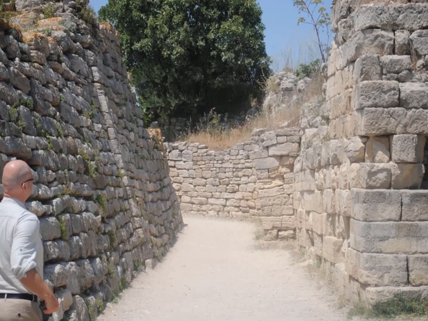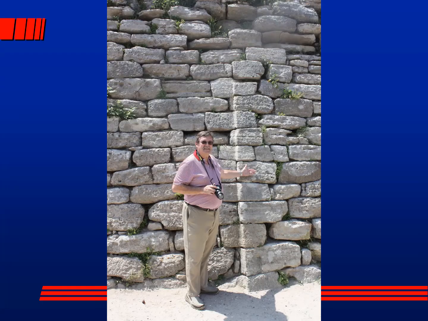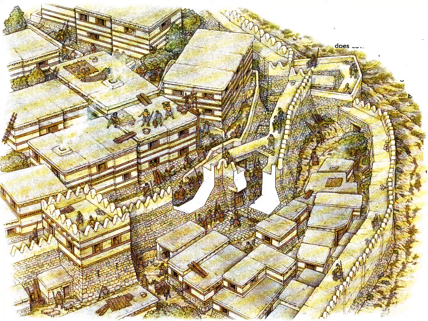Here we are heading into the gate area. Nice narrow spot, walls on both sides. And to give you some size, here I am standing next to the walls to make sure that you know that I was actually there. Now here is an artist's rendition of what that area that we're walking through would have looked like.